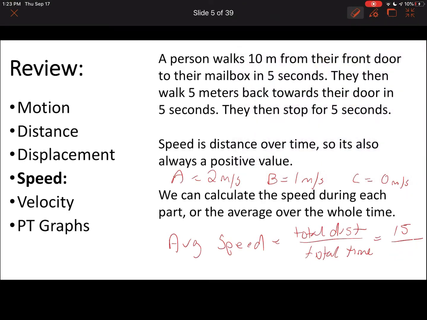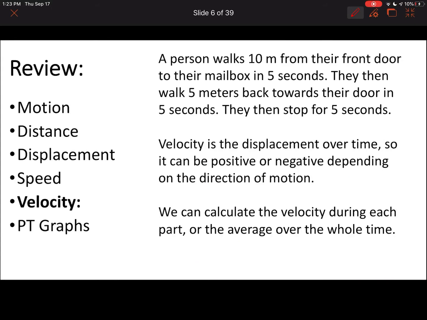15 over 15, because each section lasts 5 seconds. So we'd have a total speed of 1 altogether. All right, velocity. Velocity is displacement over time, so it can be positive or negative, and that depends on that. Positive or negative tells us about the direction of motion.